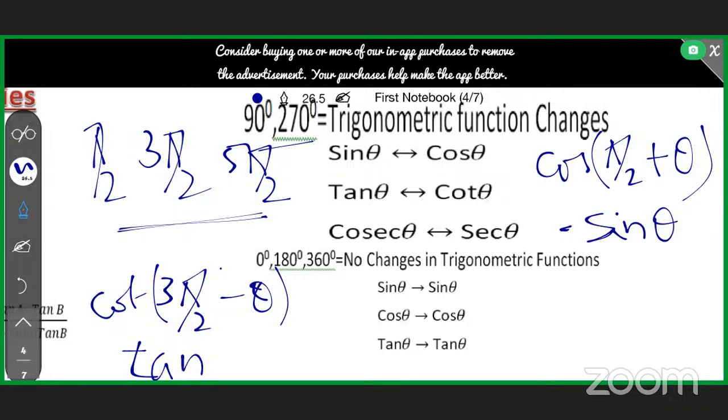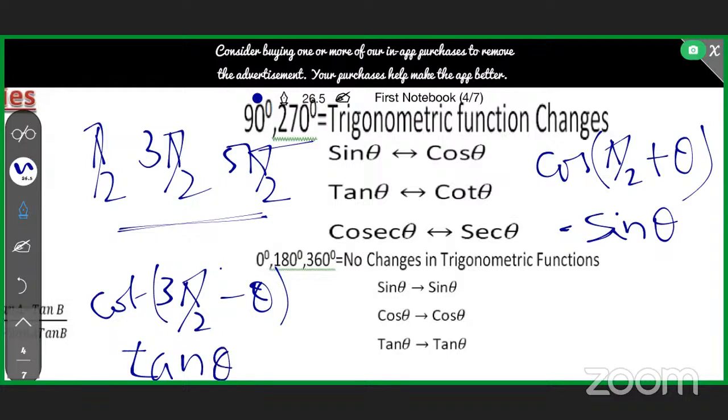So 3 pi by 2 minus theta. 3 pi by 2 is the value of 270. 270 minus theta, so my angle is less than 270. That means it comes in which quadrant? Third quadrant. In the third quadrant, tan and cot are positive. So cot is positive, so the value is positive. So tan theta.